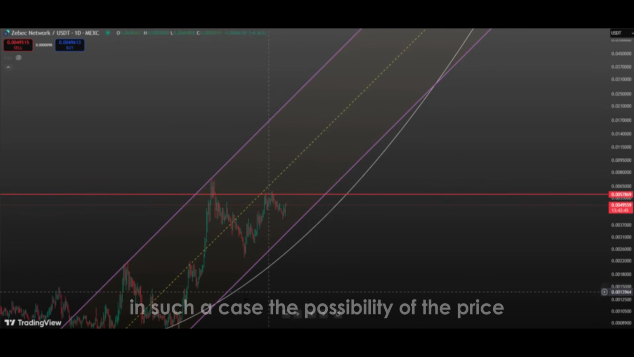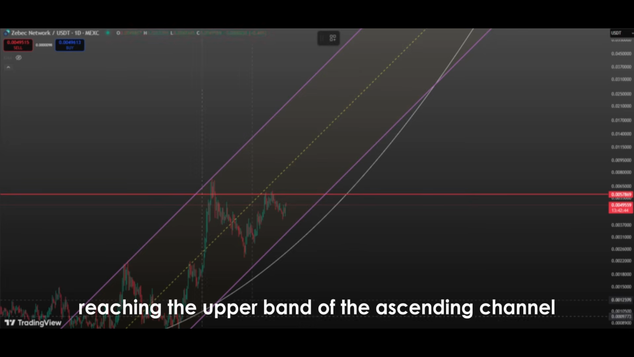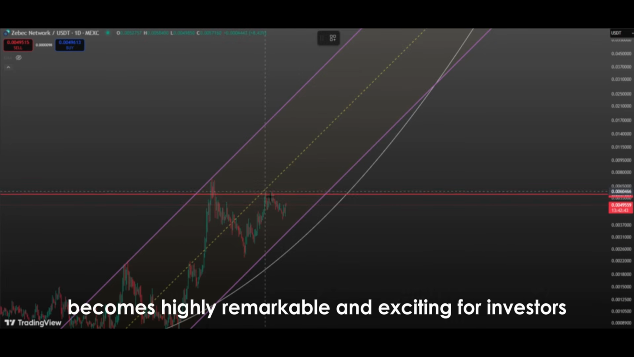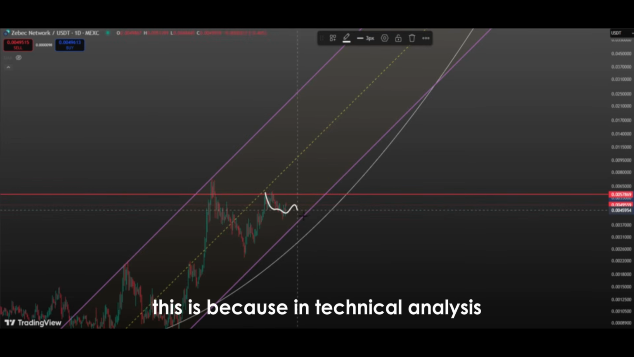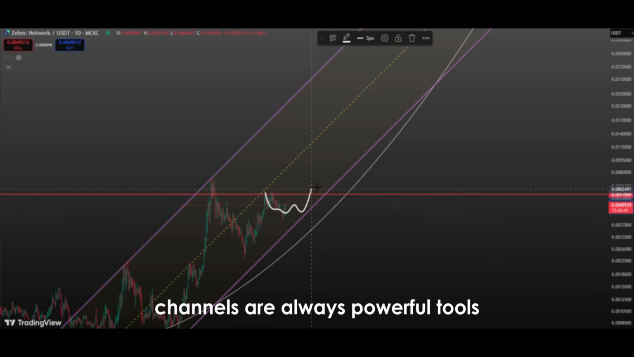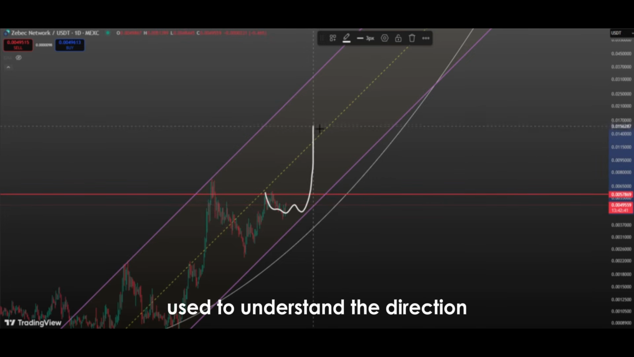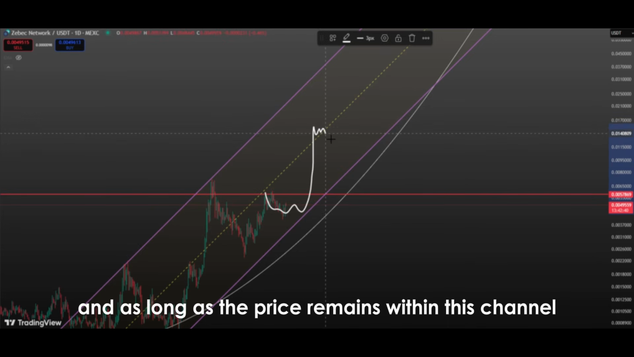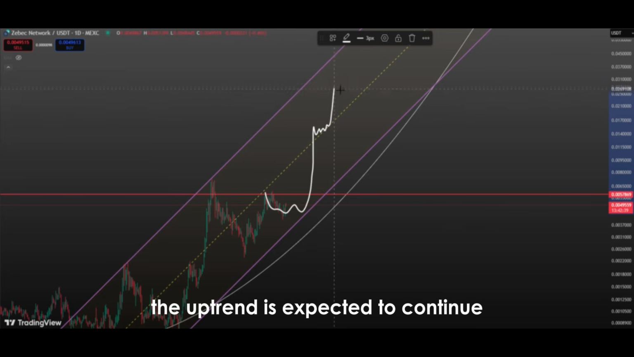In such a case, the possibility of the price reaching the upper band of the ascending channel and achieving an extraordinary 850% increase becomes highly remarkable and exciting for investors. This is because, in technical analysis, channels are always powerful tools used to understand the direction, momentum, and potential targets of price action, and as long as the price remains within this channel, the uptrend is expected to continue.